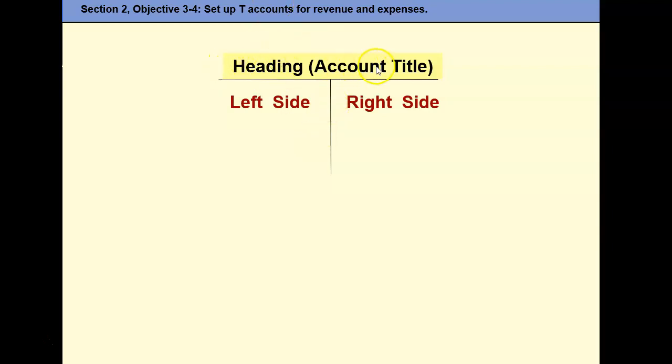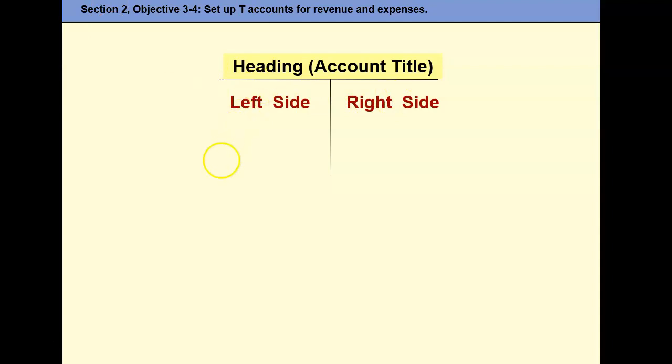Across the top of the T account, you will list the heading or the account title, whether it is cash, accounts receivable, supplies, equipment, accounts payable. You get the point. Each account title has its own separate T account, and you only have one T account for each account title. Now, there are two sides of the T account.